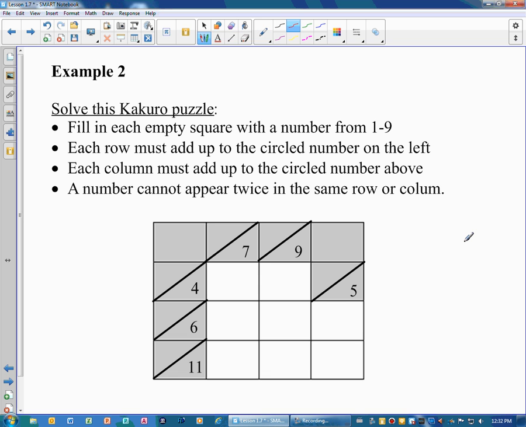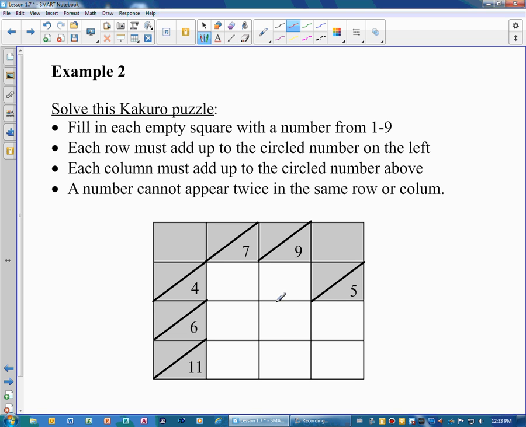Second is a Kakuro puzzle. I certainly haven't done many of these, but they're kind of similar to the Sudoku. It says that you need to fill each empty square with a number from 1 to 9. In your book there's an A, B, C, D, E, F, G, H; I just erased them so that I can actually write numbers in here. So you need to fill each empty space with a number from 1 to 9. Each row must add up to the circled number on the left.